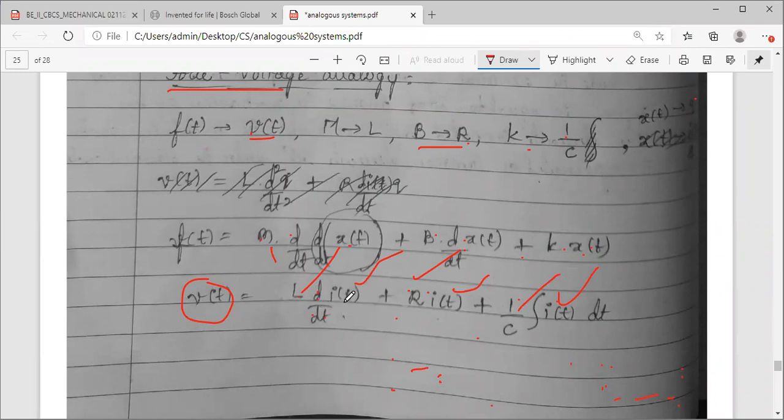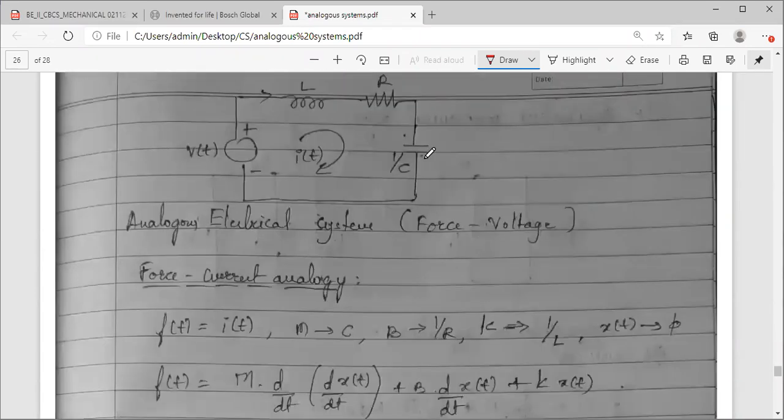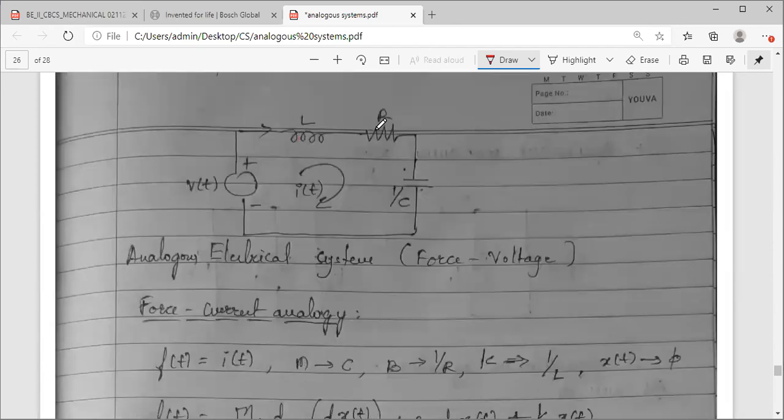You see the current I is common to all the three elements, L, R and 1 by C. Hence, connect all the three in series. You have L, you have R and you have 1 by C. There is only one current and this is your applied voltage. So this is your force voltage analogy.